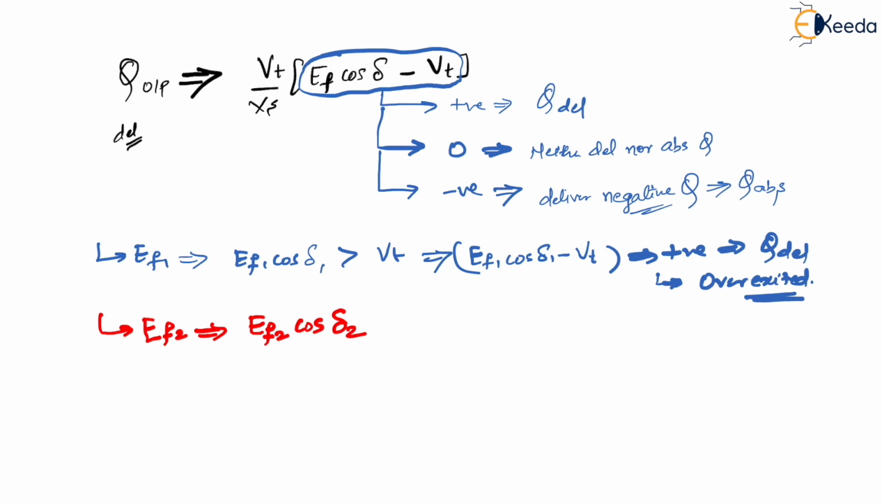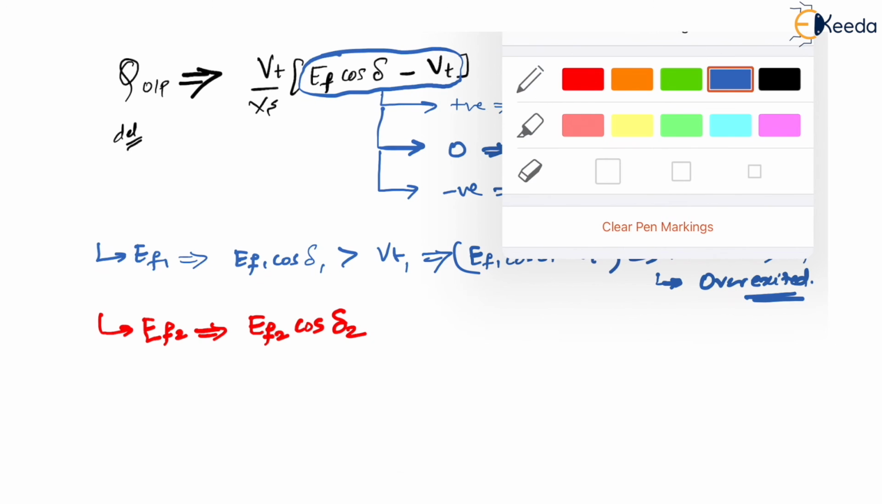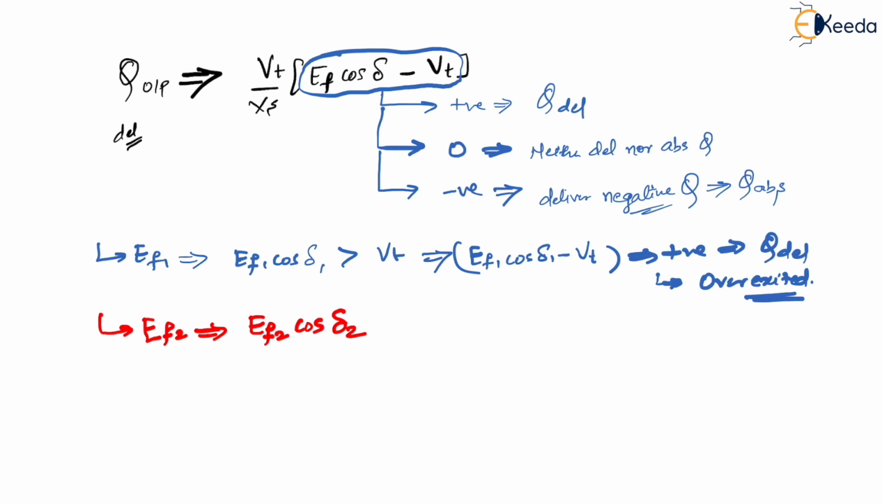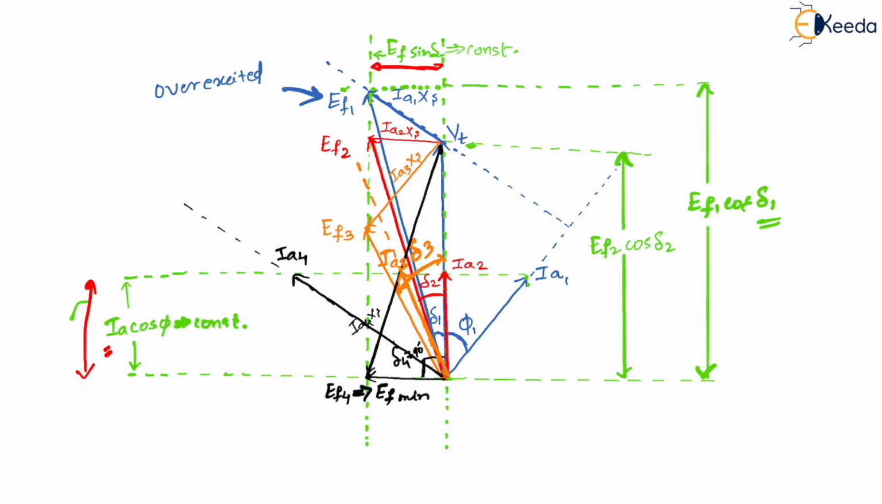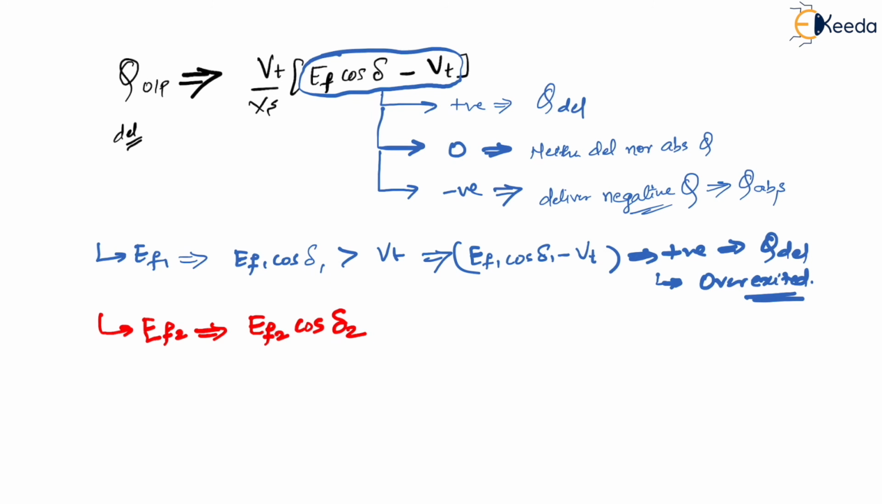By the way, here it was 1, no, Vt is not 1, Vt is always constant, no problem. Even if you don't remember that, it's fine. In this second case, EF2 cos delta 2 is the same as Vt, magnitude-wise. So EF2 cos delta 2 is equal to Vt. Which means what should happen here?